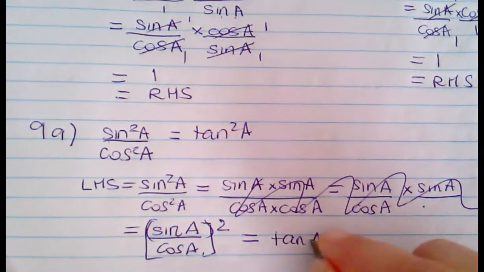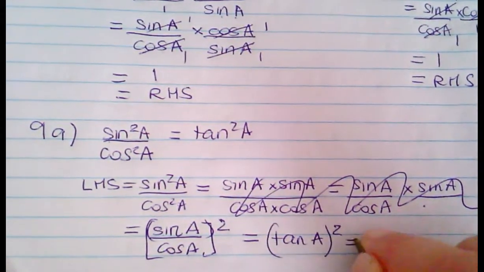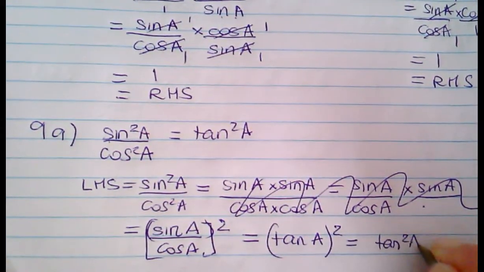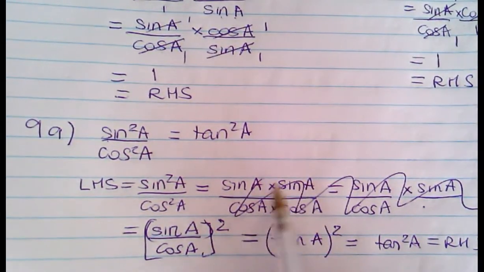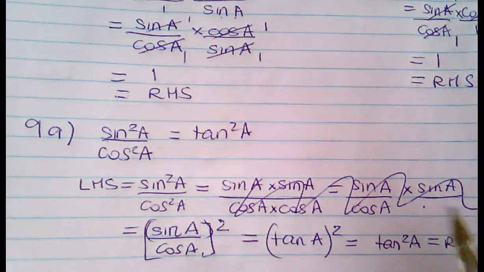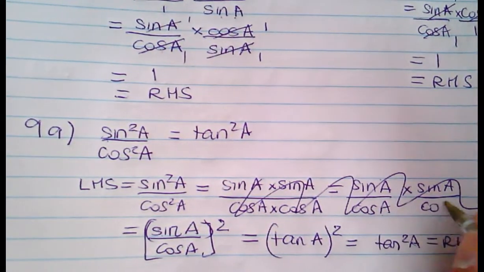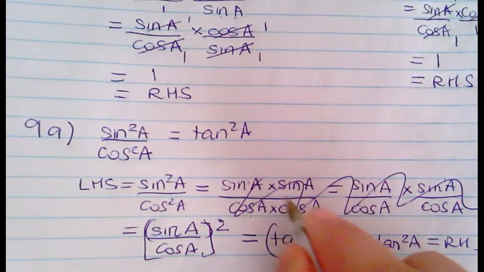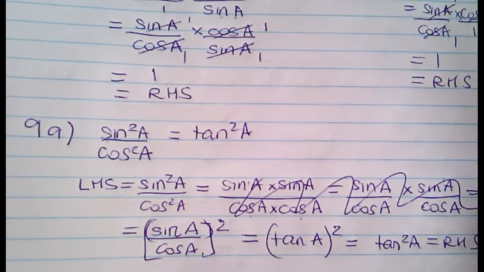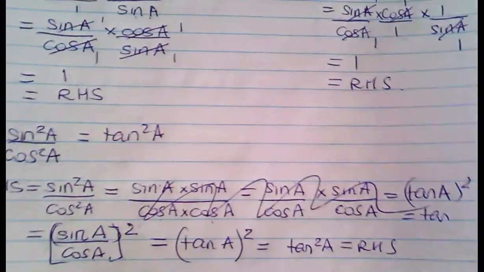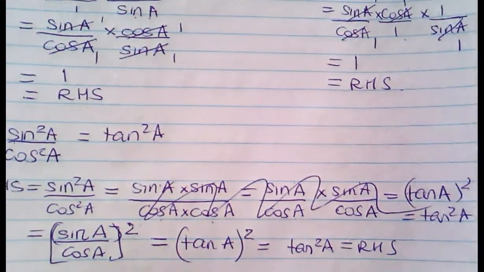That is just tan of A, squared, remember, which we write as tan squared A. That's actually how we write it, which equals the right-hand side. Or you could have come back to this: sine A times sine A over cos A times cos A, which is sine A over cos A times sine A over cos A, just breaking them up. That's fine. I can do them in any way I want, which is just tan A times tan A, which is tan squared A, which is how you write it.